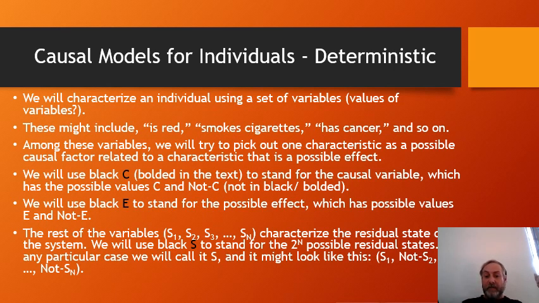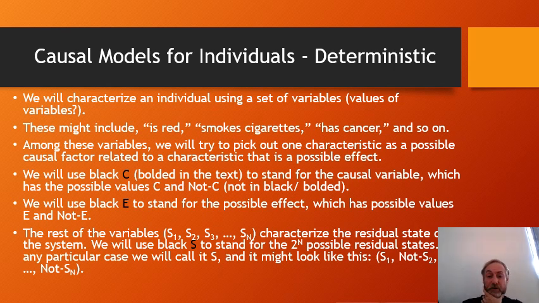Me being 5'10", these all characterize my residual state. It's a big, long set of them, potentially infinite. However many there are, there's going to be 2 to the n, because I might have either that variable value or the not. So not having blonde hair graying around the temples. That's what makes it 2 to the n. Does that make sense? Okay.